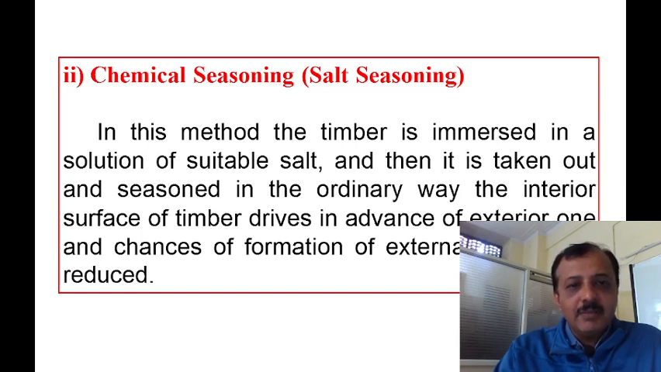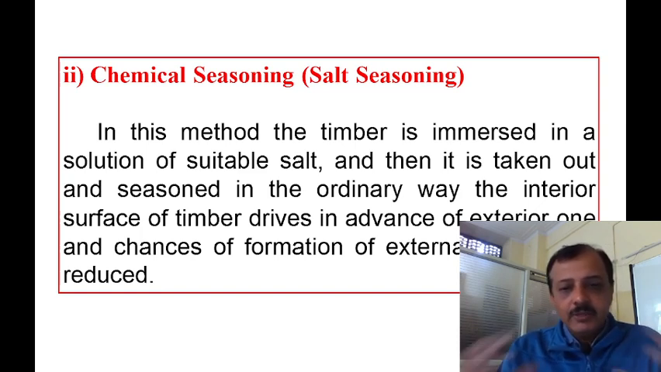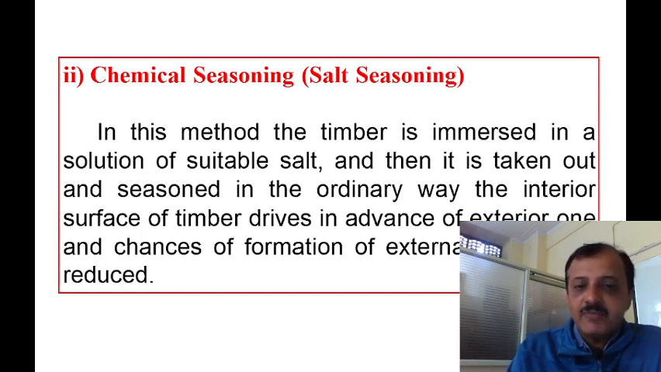Next method is chemical seasoning, or we call it salt seasoning. In this method, timber is immersed in a solution of suitable salt and then it is taken out and seasoned in the ordinary way. Whatever moisture is present in the interior of the timber will be driven out in advance. So the interior moisture starts coming out and the exterior moisture dries slowly. Because of this type of action, the external cracks are reduced.